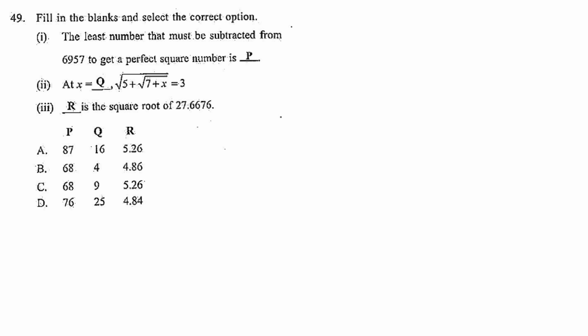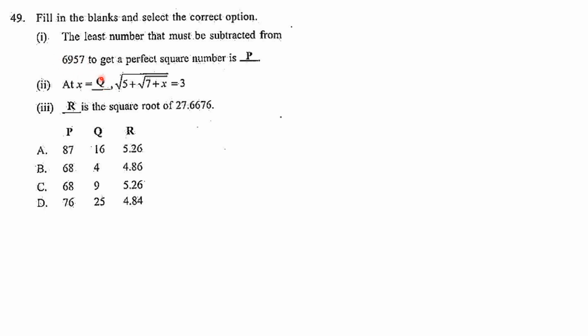Now question number 49. So fill in the blanks and select the correct option. The least number that must be subtracted from 6,957 to get a perfect square number is p. At x equal to q, root of 5 plus root of 7 plus x equal to 3. And the third one is dash is the square root of 27.6676. So we have to solve all these questions. Now I'm going to start from the first one.